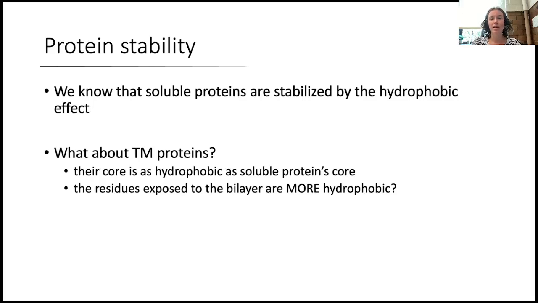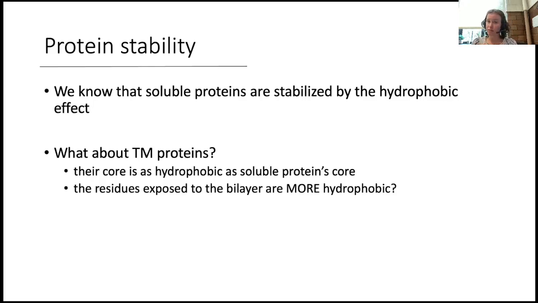So let's relate this back to something we already know about protein stability. Previously we learned that protein folding is controlled by the hydrophobic effect. All of the non-polar amino acids are sequestered to the inside of the protein to minimize their interaction with water and to increase the entropy of water. How can we understand this when we're talking about a transmembrane protein that goes through a very non-polar environment?